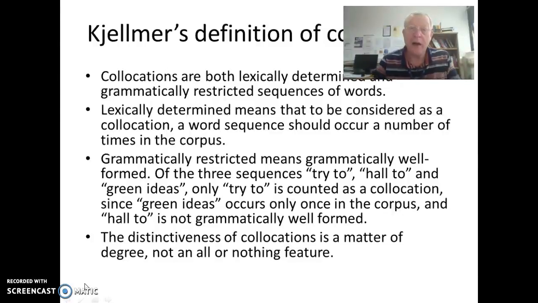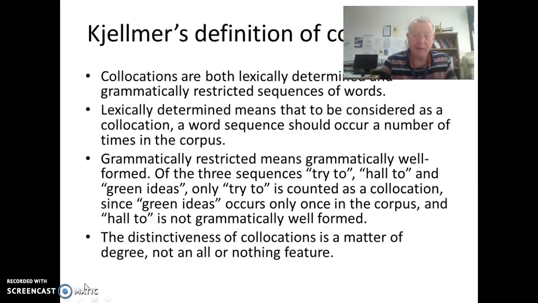With this in mind, let us consider a definition of collocations. Kjelmer uses the following definition of collocations. Collocations are both lexically determined and grammatically restricted sequences of words. Lexically determined means that in order to be considered as a collocation, a word sequence should recur a certain number of times in the corpus.